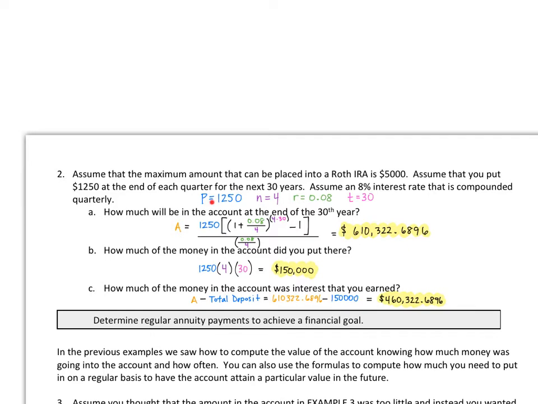So in this case, our P, what we're putting in every 3 months, is $1,250. This is going to be each quarter, so that's when it's compounded. Compounded quarterly. Our rate is 8% or 0.08, and we're doing this for 30 years.